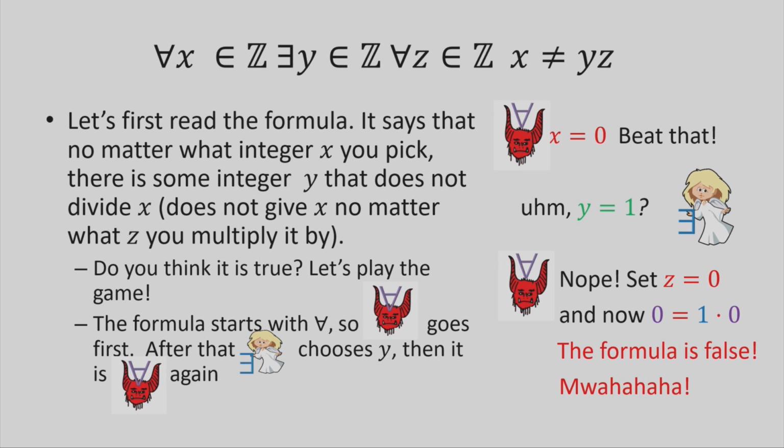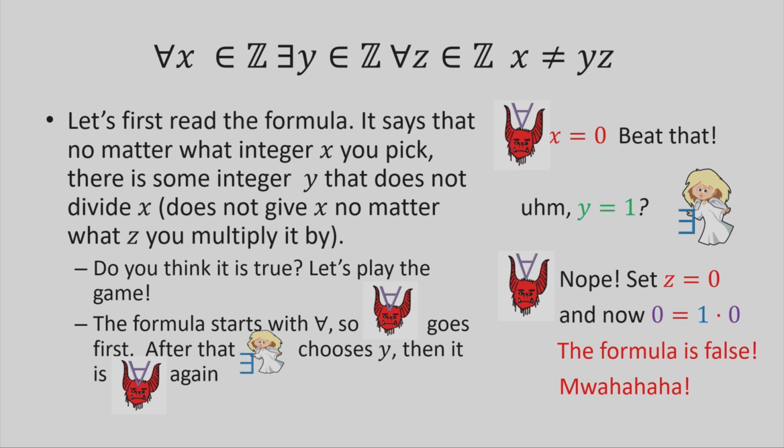There was no way for her to win this game, because the moment he said x is equal to 0, there was really not much she could do. And this is because the formula is false, even though when you look at it, it's not entirely obvious that it's false. It's only false because you could set x to be 0.